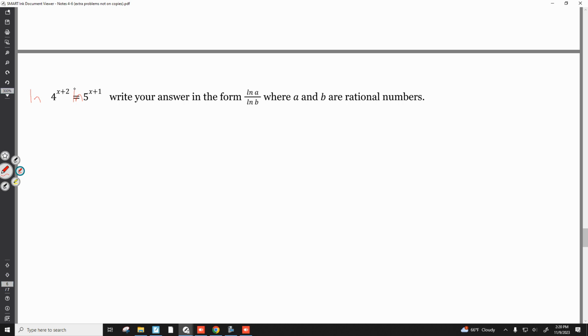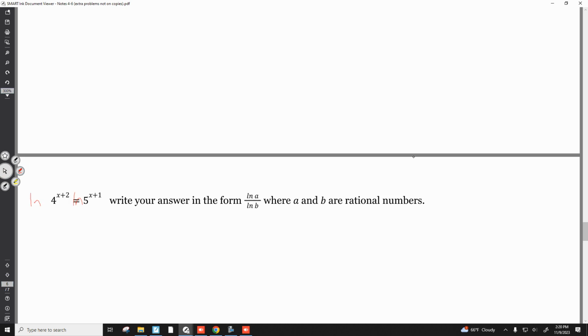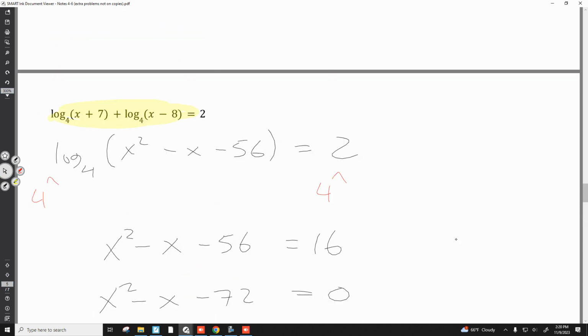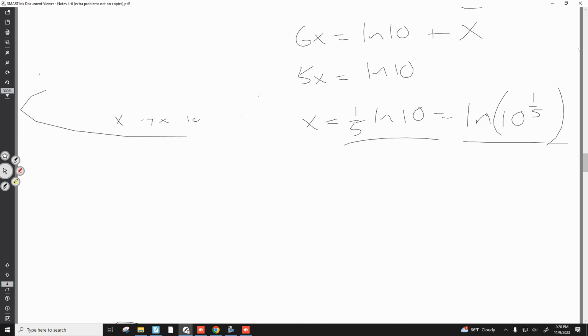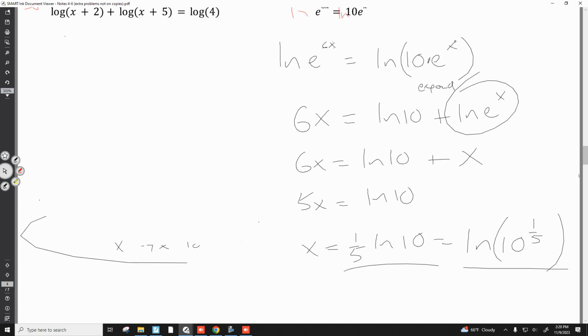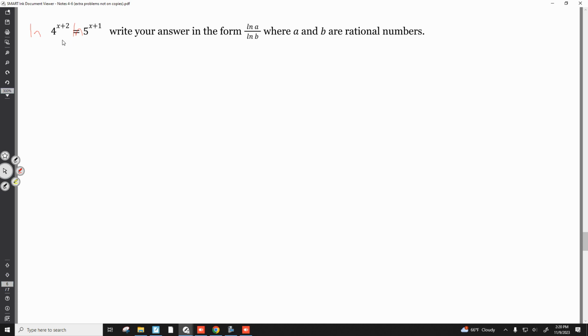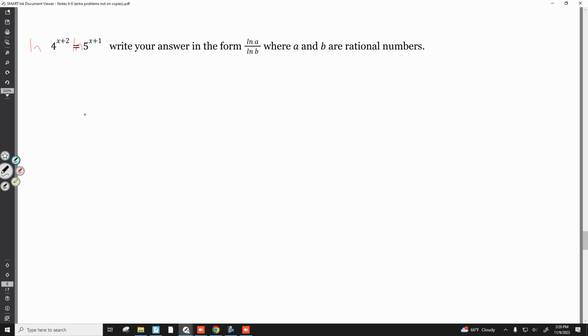All right. Now, you guys, with your log equations, you condense. But then on the last equation, you used the expansion property. You took log of 10 times e to the x, and you expanded it to be log 10 plus log e to the x. What type of expansion properties can you do here where you have natural log of 4 to the x plus 2 and the natural log of 5 to the x plus 1? Tell your neighbors. What's an expansion property that maybe is?